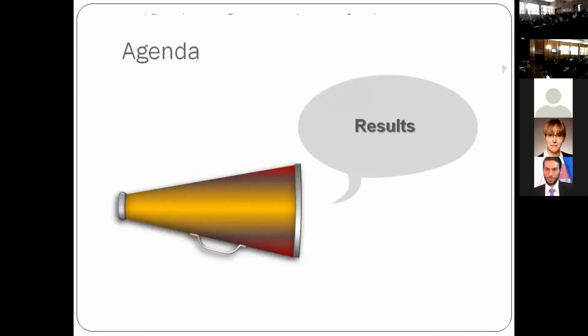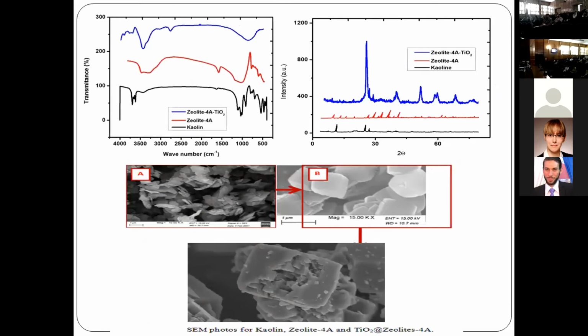To characterize this material, first, the characterization of the prepared nanocomposite materials like zeolite titanate, zeolite A, and kaolin. As you can see, there is a change in the peaks of the identified material and kaolin, and there are many peaks for hydroxide groups at 3,000 and 1,500, and also for SiO at 1,000. Also in the XRD, we found the main characteristic peak of titanium dioxide at 25.